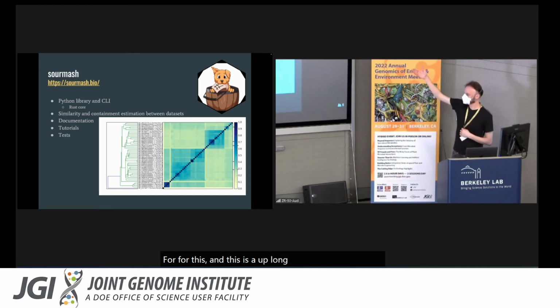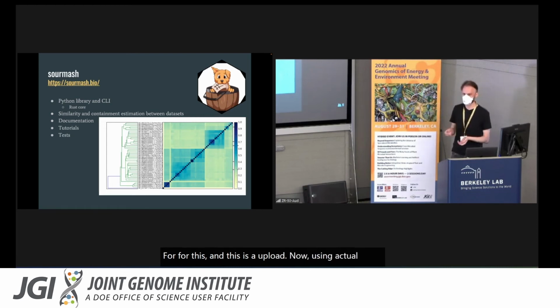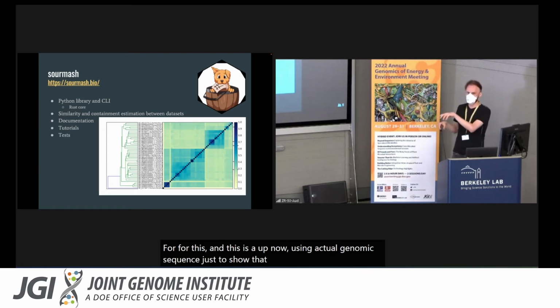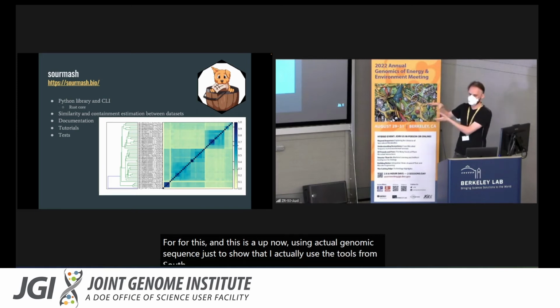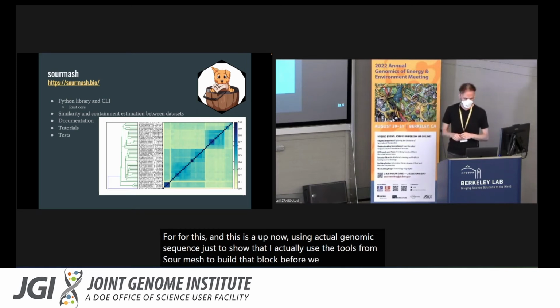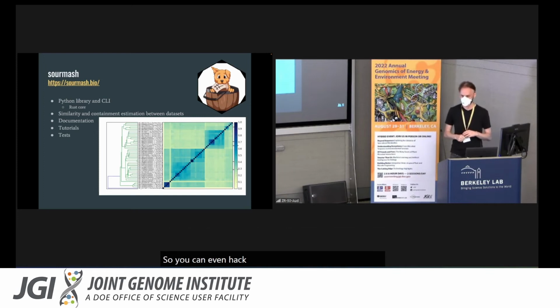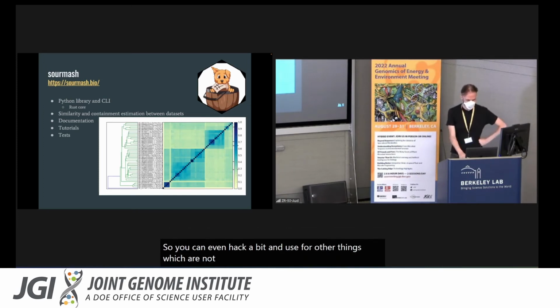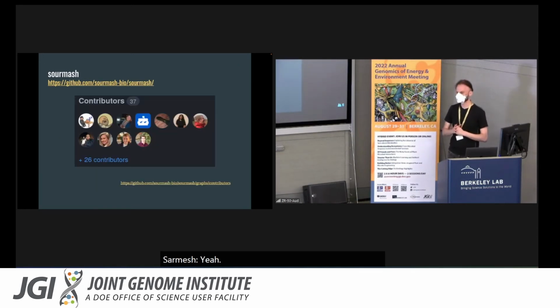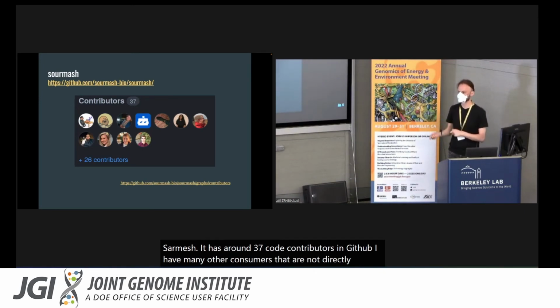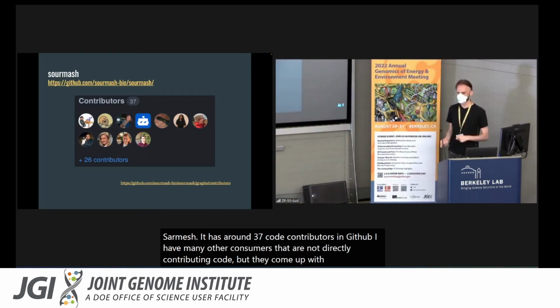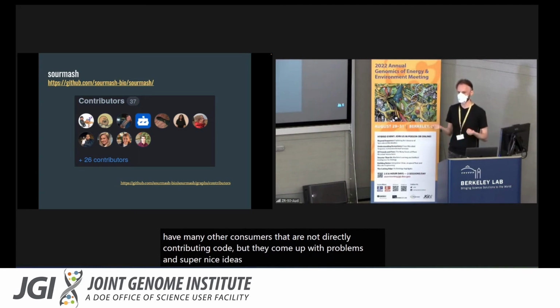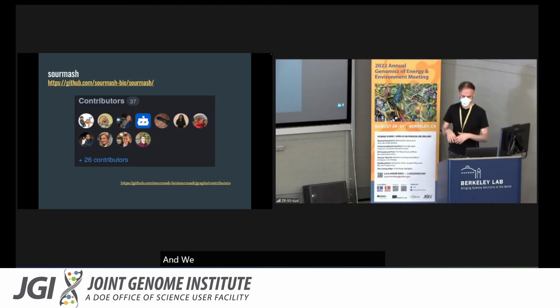And this is a plot now using actual genomic sequence, just to show that I actually use the tools from sourmash to build that plot before with text. So you can even hack a bit and use it for other things which are not sequencing data. Sourmash has around 37 code contributors on GitHub. We have many other contributors that are not directly contributing code, but they come up with problems and super nice ideas on how to solve them. And we interact and come up with solutions.